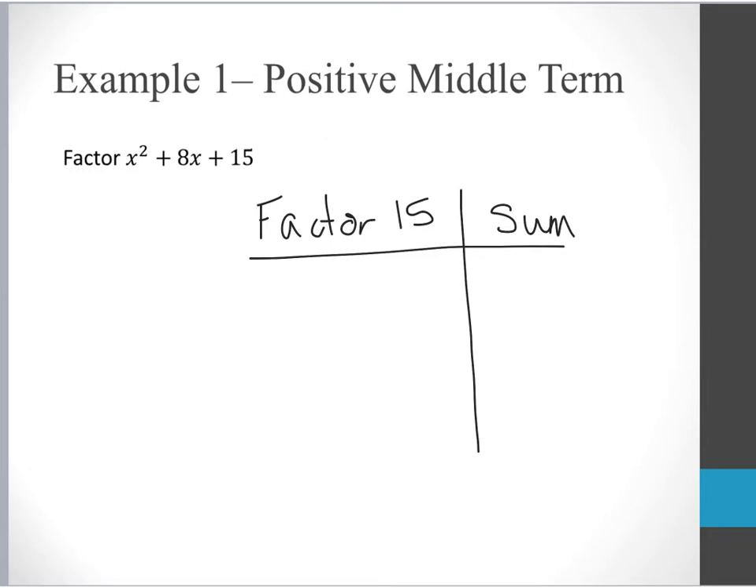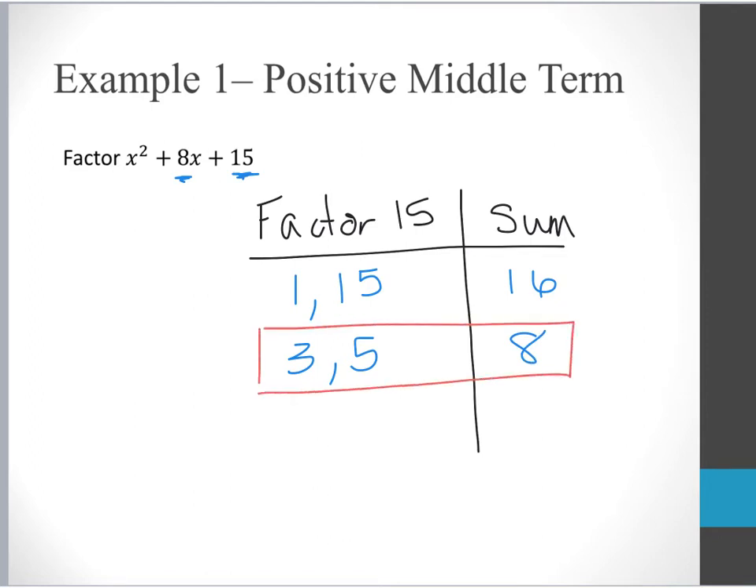That's because I have to have a product that's going to give me 15 here, but a sum of 8 there. So as we said in the previous example, we have 1 and 15, or we have 3 and 5. When I add 1 and 15 together, I get 16. If I add 3 and 5, we're going to get 8. So I can see that I'm going to want this set of factors here because this is what's going to work. So I'm going to turn this into x plus 3 times x plus 5.